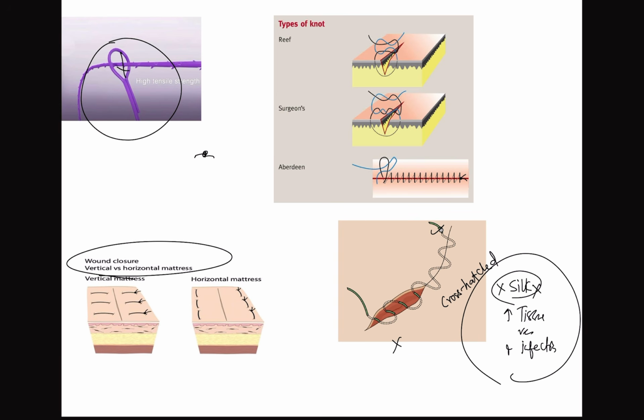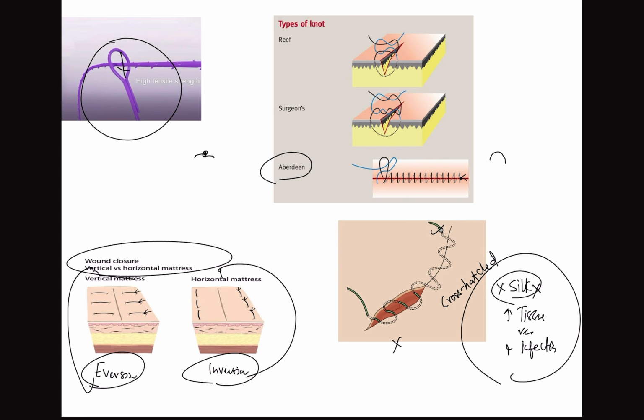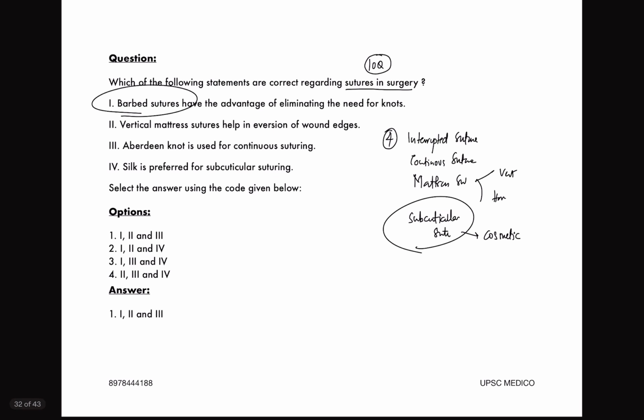Next, mattress sutures can be vertical or horizontal. Mattress sutures help in either eversion of the wound or inversion of the wound edge. Inversion is done by horizontal mattress sutures. Eversion of the wound is done by vertical mattress sutures. That's it. We have an Aberdeen knot. In continuous suturing, at the end we have to put one knot. That knot, to close the continuous suture and avoid its slippage, is the Aberdeen knot. These are the few points that you need to know to be able to solve this question.